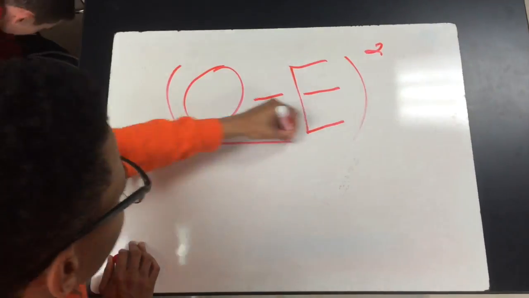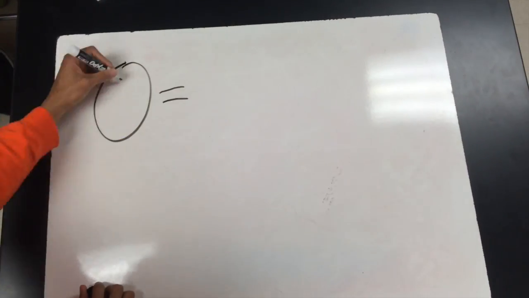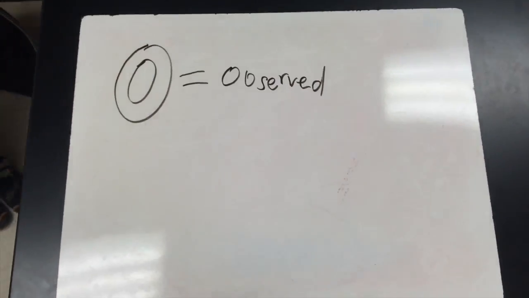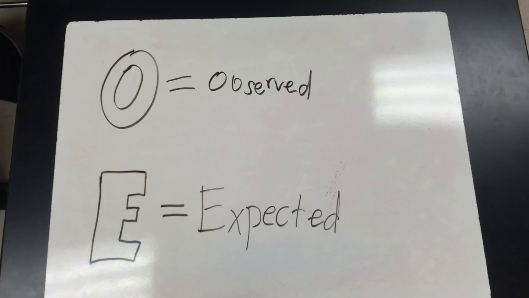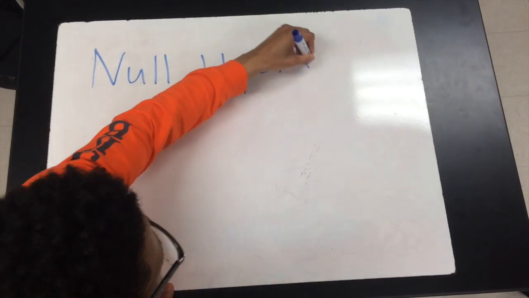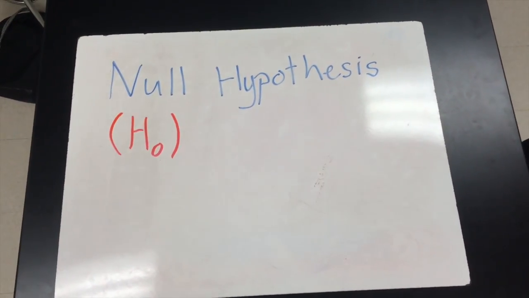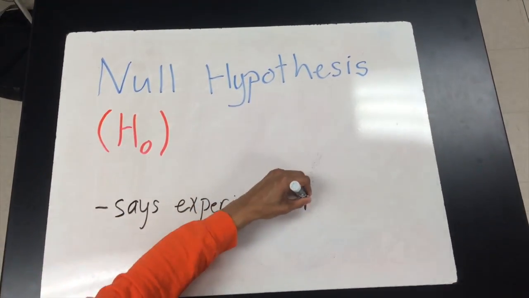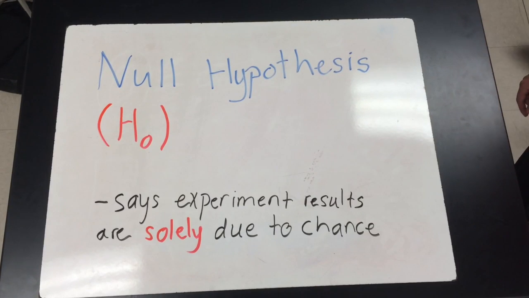The second part of the equation was the quantity O minus E squared over E, and you're probably wondering what these letters mean. The O is for observed, or the outcome that you actually see at the end of the experiment. The E is for expected, the outcome that you expected prior to conducting the experiment. A very important part of a successful chi-squared experiment will include the null hypothesis, or H0. This says that the experiment results are solely due to chance and nothing more.